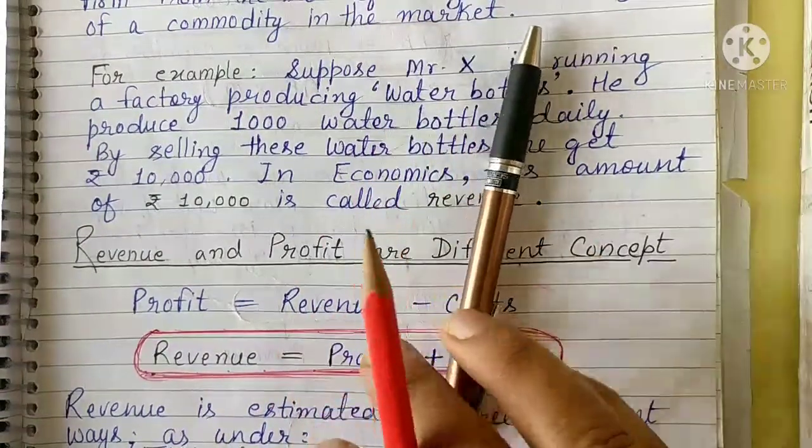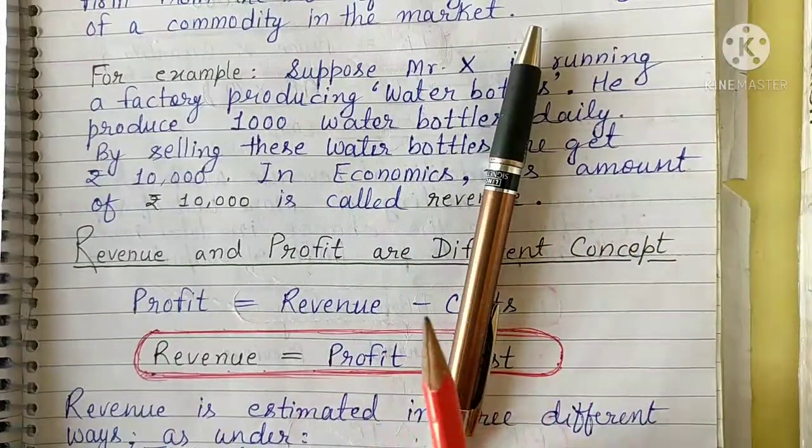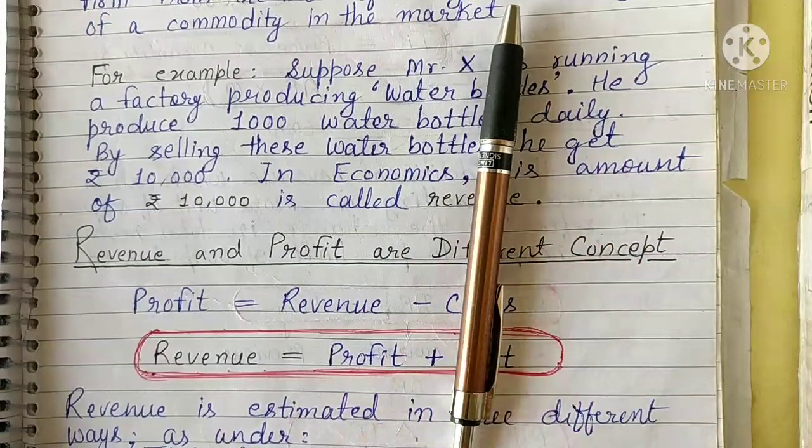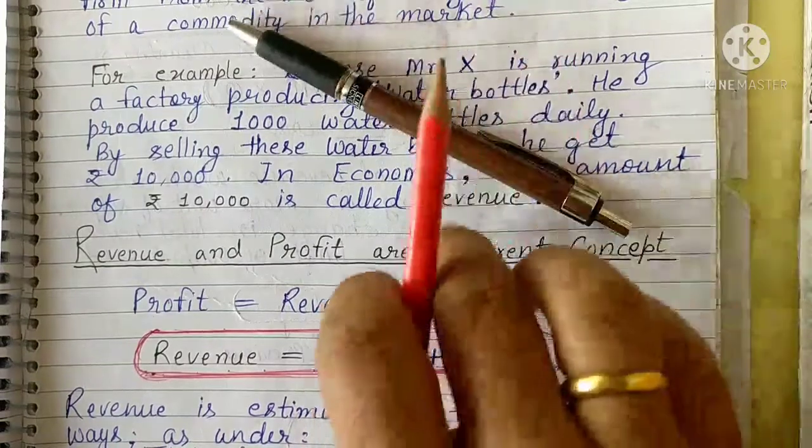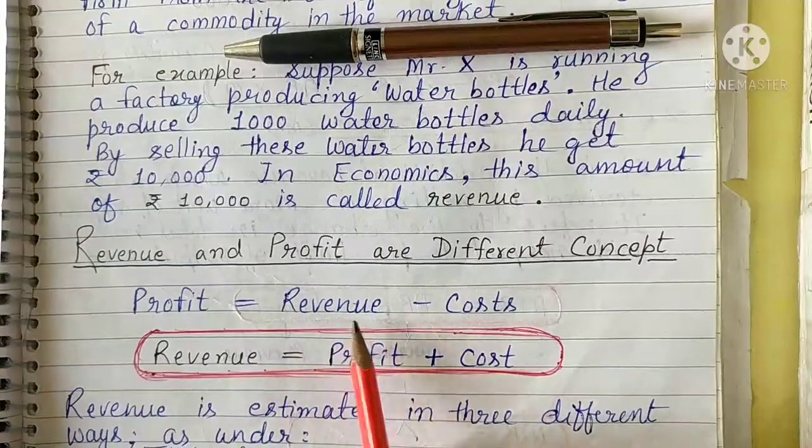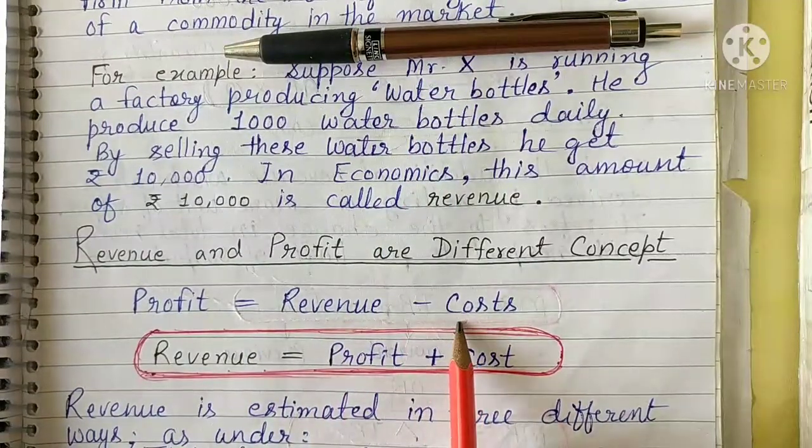What is revenue? The money I get from selling this. After selling this pen, how much money am I getting? That is called my revenue. But profit is different. Profit is what? Revenue minus cost. Cost means lagat.